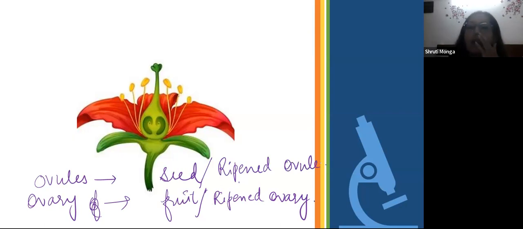Okay. The end result of sexual reproduction in a flowering plant is that the ovaries convert into fruit. All the other parts of the flower, that is petals and sepals, fall off. The ovules turn into seed, and that is also known as the ripened ovule. Whereas the ovary gets formed into a fruit, and the other name for the fruit is the ripened ovary. Okay.